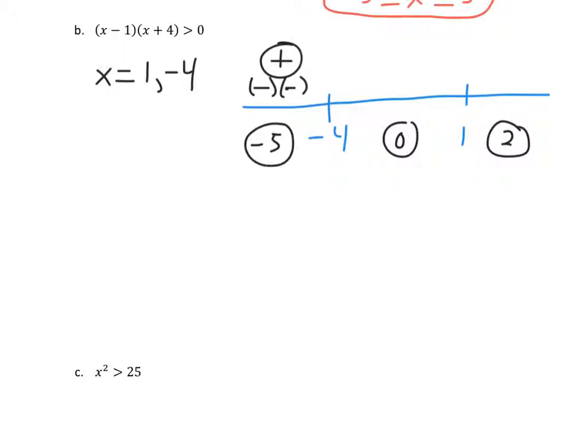For 0, when we plug it in, we'll have -1 times a positive 4. So a negative times a positive would be a negative answer. And for 2, 2 minus 1, that's positive. 2 plus 4, that's also positive. So it's a positive times a positive, which is a positive.